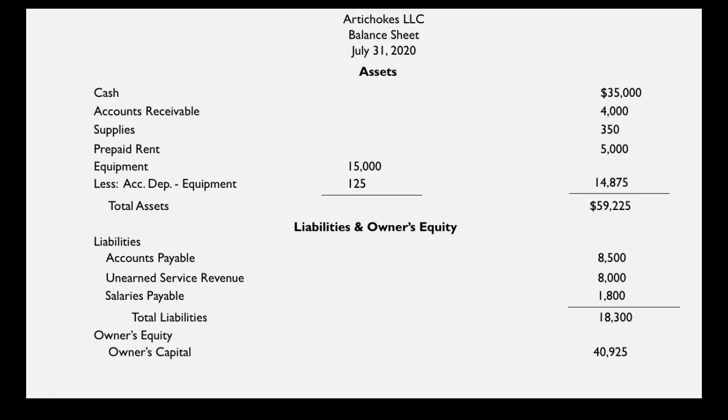So now that we have our total liabilities and we have our owner's capital, we can add those 2 numbers together to find that our total liabilities and owner's equity is 59,225. So you'll notice that your total assets and your total liabilities and owner's equity are the same. Just like when we were talking about a trial balance, that is not a coincidence. Debits and credits always have to equal, and your assets always have to equal your total liabilities and owner's equity.